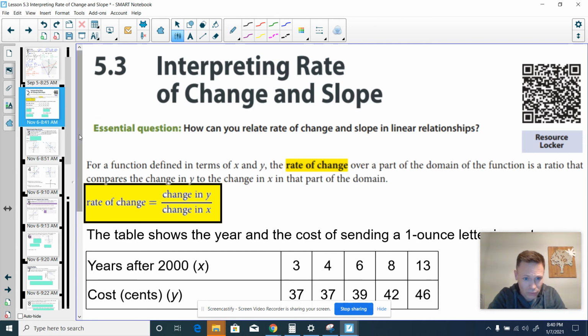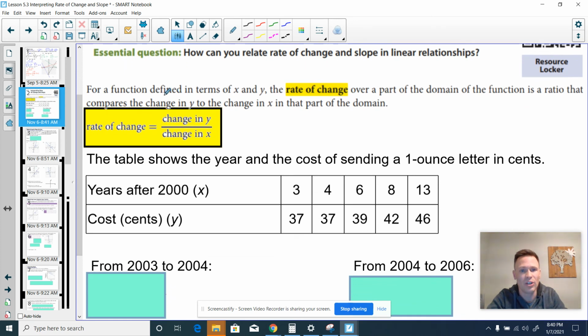Okay. So first thing here, for a function defined in terms of x and y. So basically all it's saying is like I have a function that is like y is equal to 2x plus 6, right? That function is defined with an x and a y in it. That's all it means. So for a function defined in terms of x and y, the rate of change over part of the domain of the function, that's just like over part of the domain, the rate of change over the x values of the function is the ratio that compares the change in y, in the numerator here, to the change in x in that part of the domain.